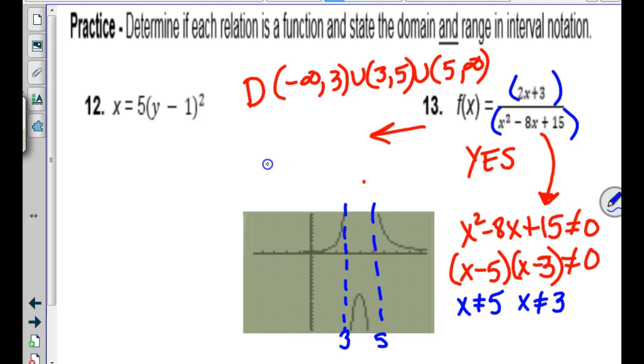And if you put the number in and you either get an imaginary answer or you get dividing by 0, then you're going to say, no, it's not continuous. All right, range.